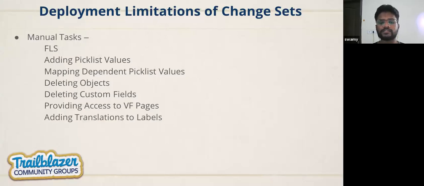And adding translations as well. Suppose your production is using different languages. One is English and the other one is native to that state. If you send any custom label, it will easily go to your production. But the translation for that custom label has to be done manually. There is a section under label called translations. There you have to create a new value and add it manually.